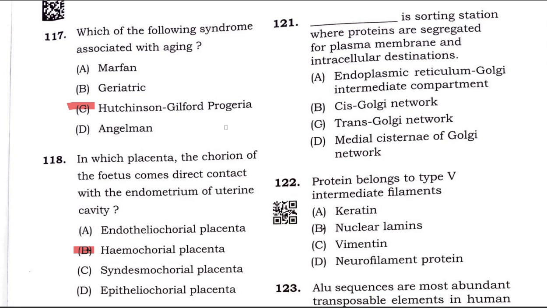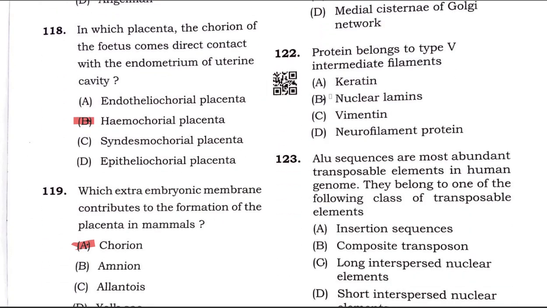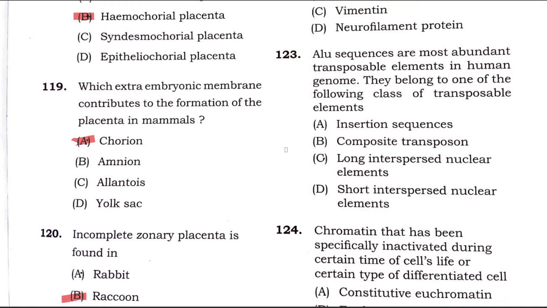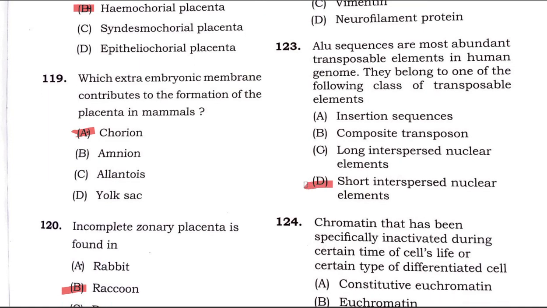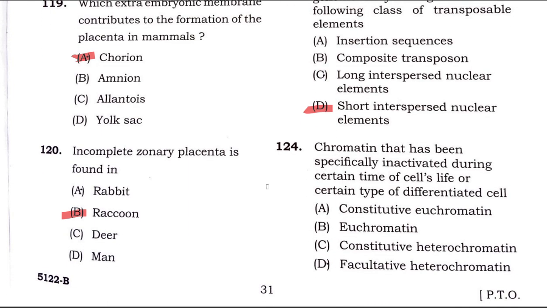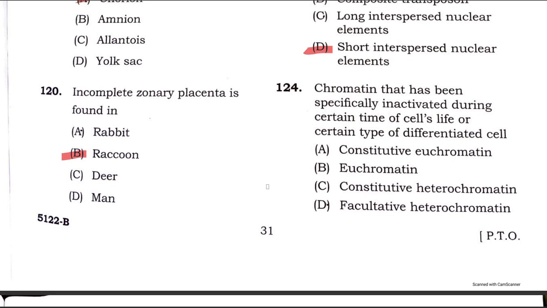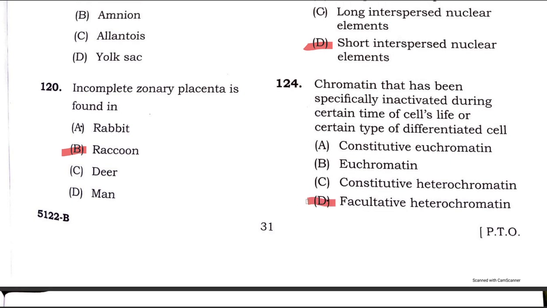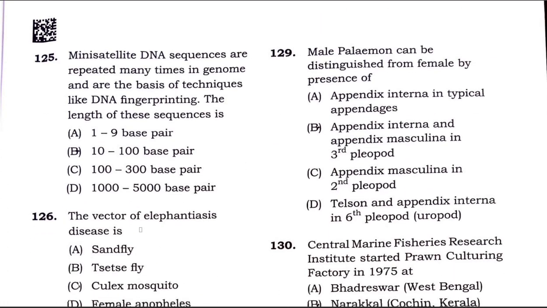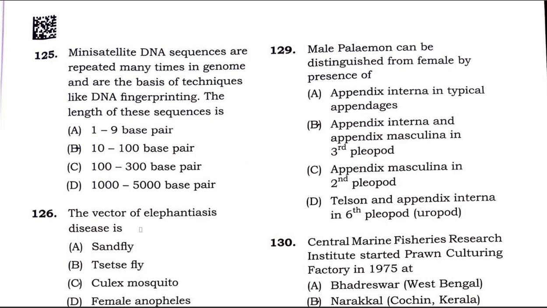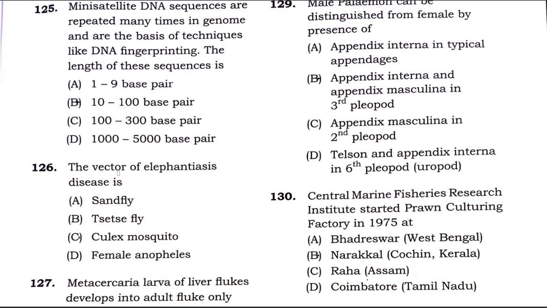Dash is a sorting station where proteins are sorted, of course, the trans-Golgi network. Proteins belong to type 5 nucleolamines. ALU sequences are short interspersed nuclear elements. Then chromatin that has been specifically inactivated. This is facultative heterochromatin. Then minisatellite DNA sequences. Minisatellites are basically 1 to 5, and microsatellites are 5 to 10. So with this option, this question is going to be deleted also.